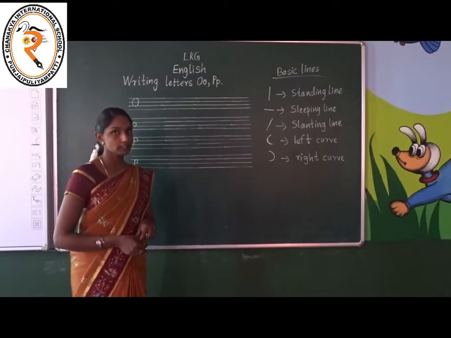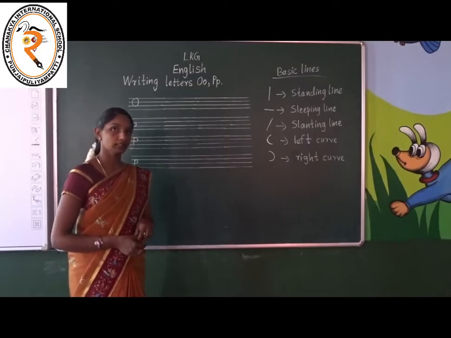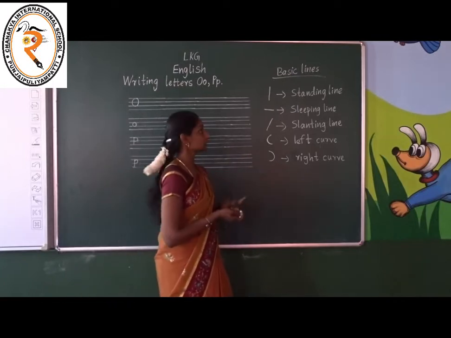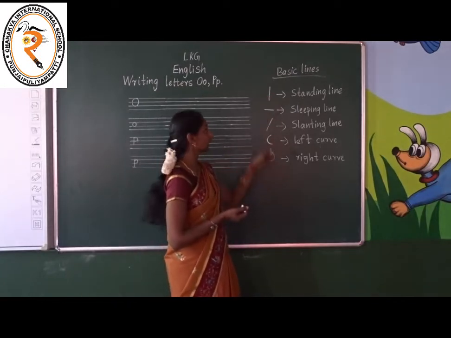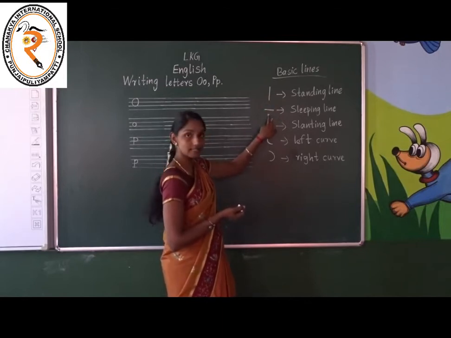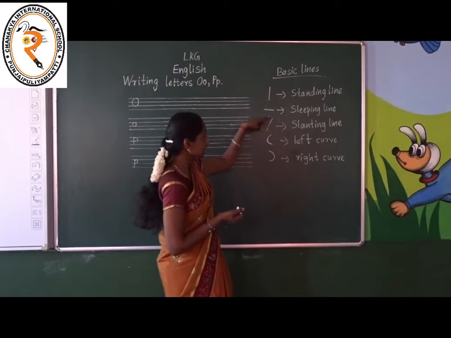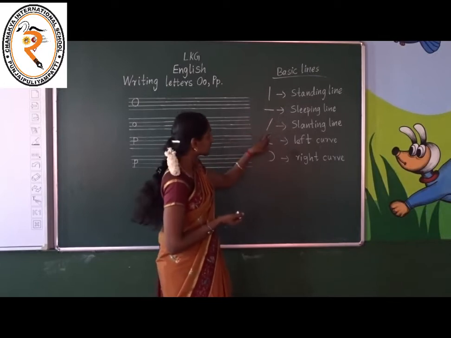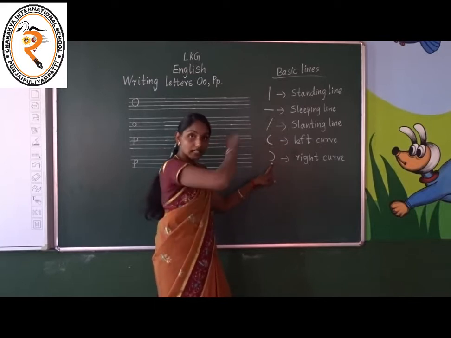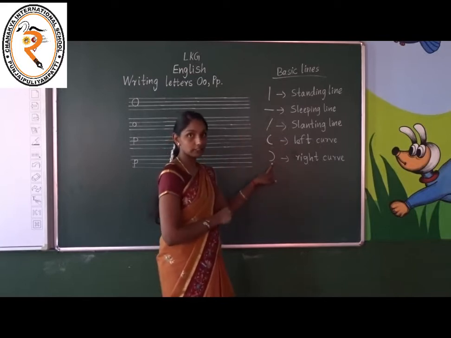Children, are you all ready with your note and pencil? Before writing the letters, let's recall the basic lines. What are these? These are basic lines. What is this? Correct. Standing line. This is sleeping line. This is slanting line. This is left curve. And this is, what is this? Right curve. Are you all clear with this?